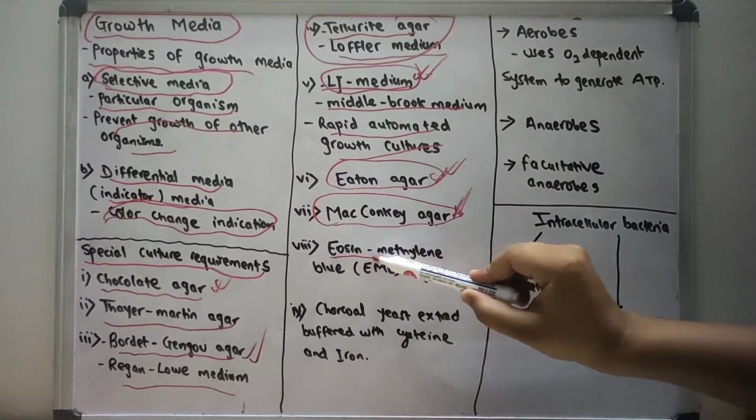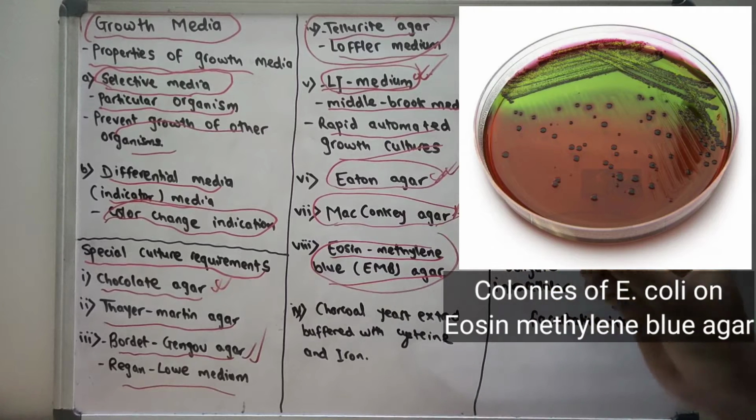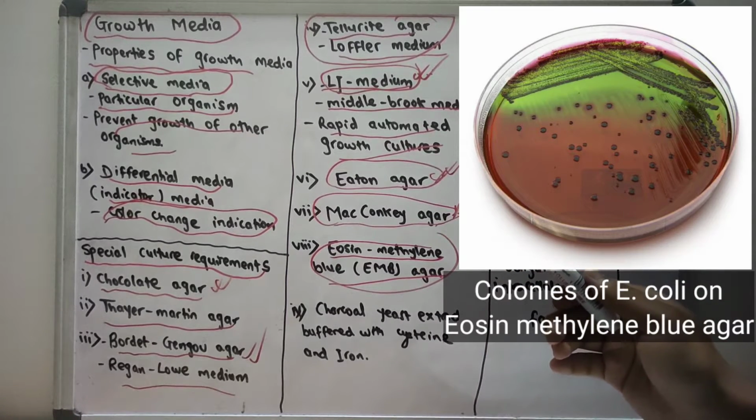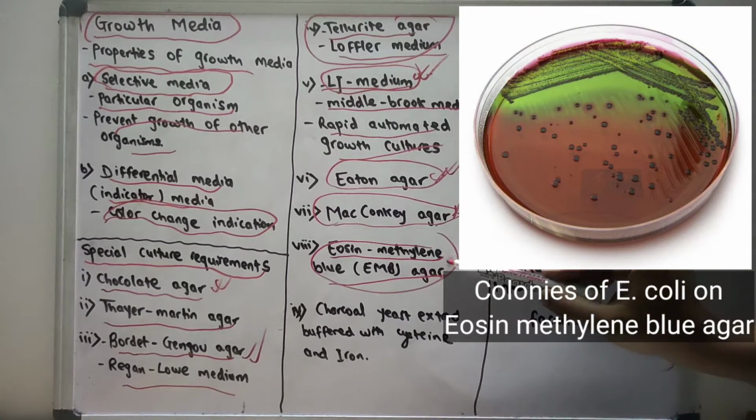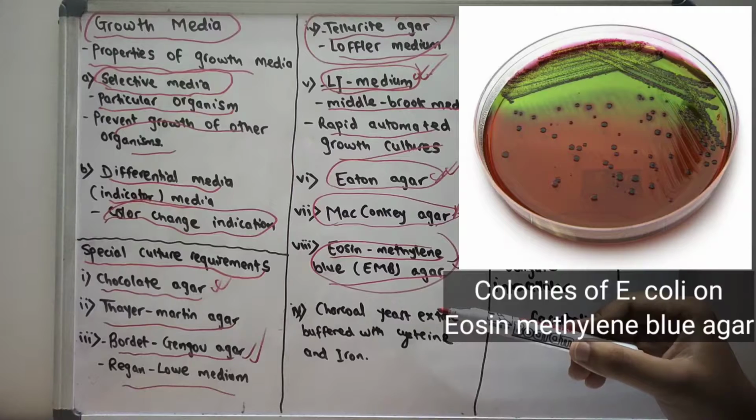Talking about the eosin methylene blue agar, we also call it the EMB agar. It specifically grows E. coli, and colonies with a green metallic sheen are seen, which confirms the growth of E. coli in the eosin methylene blue agar.